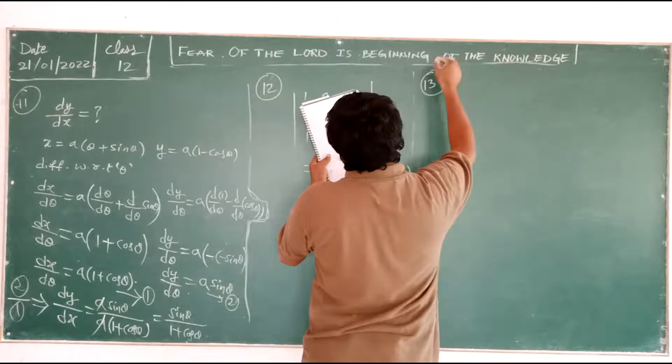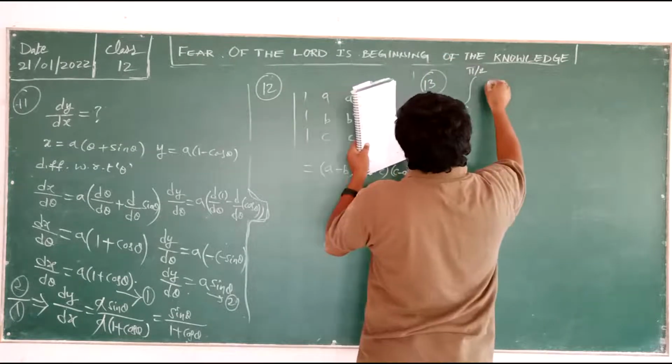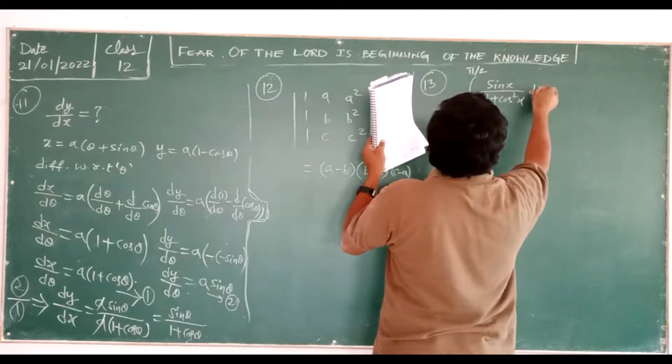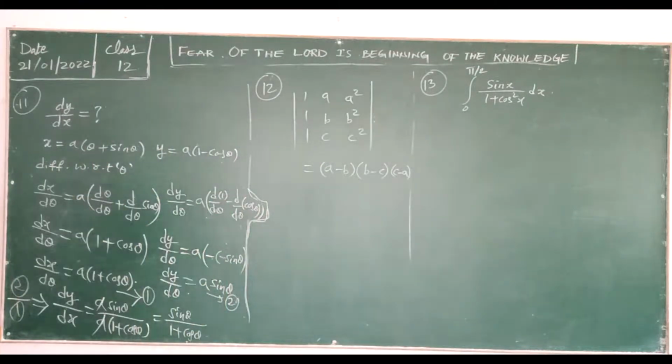This also we solved one time only. The integral from 0 to pi upon 2 of sin x upon 1 plus cos x dx. Then how to solve this problem? Can anyone tell?